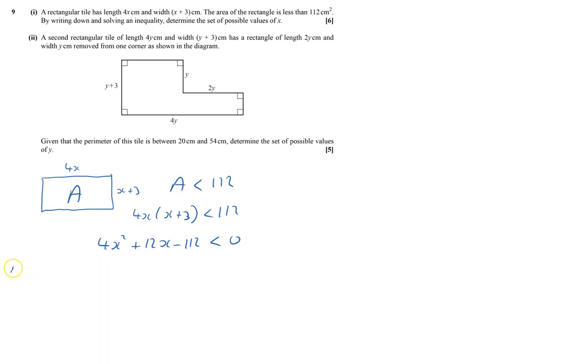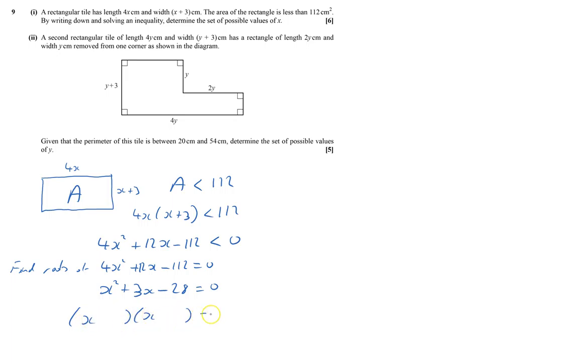So find the roots of 4x squared plus 12x minus 112 equals zero. I can divide by four, which gives me x squared plus 3x minus 28 equals zero. Well, that's quite nice, 28, so I can see that already.